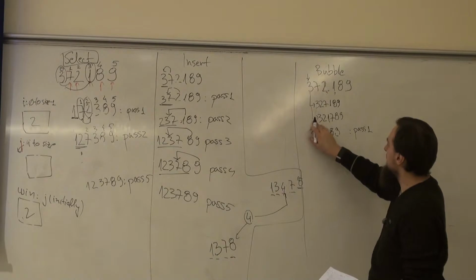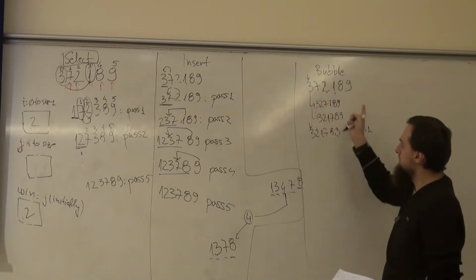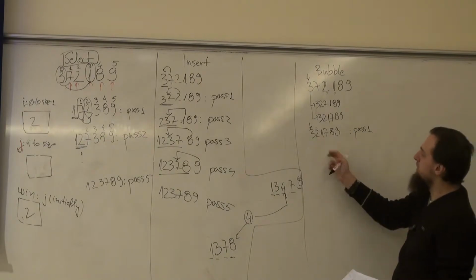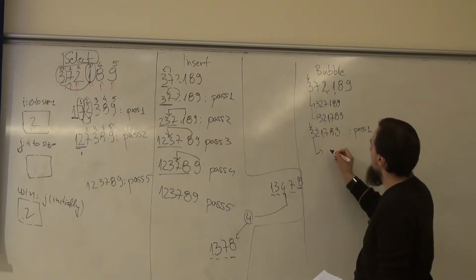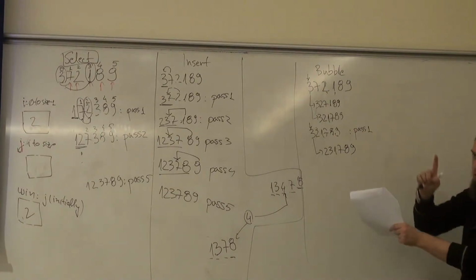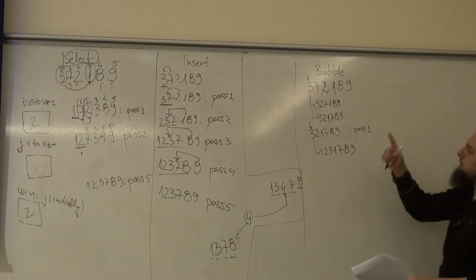Actually, here we start from the beginning, again and again. So, 3 and 2, which one is greater? We will have 2, 3, 1, 7, 8, 9. Okay? So we start from the beginning. And we repeat it n times.